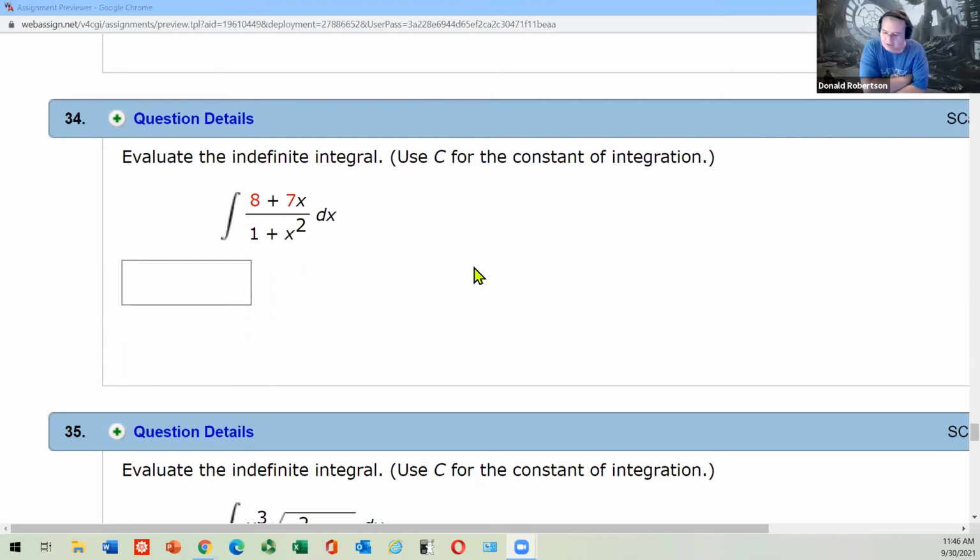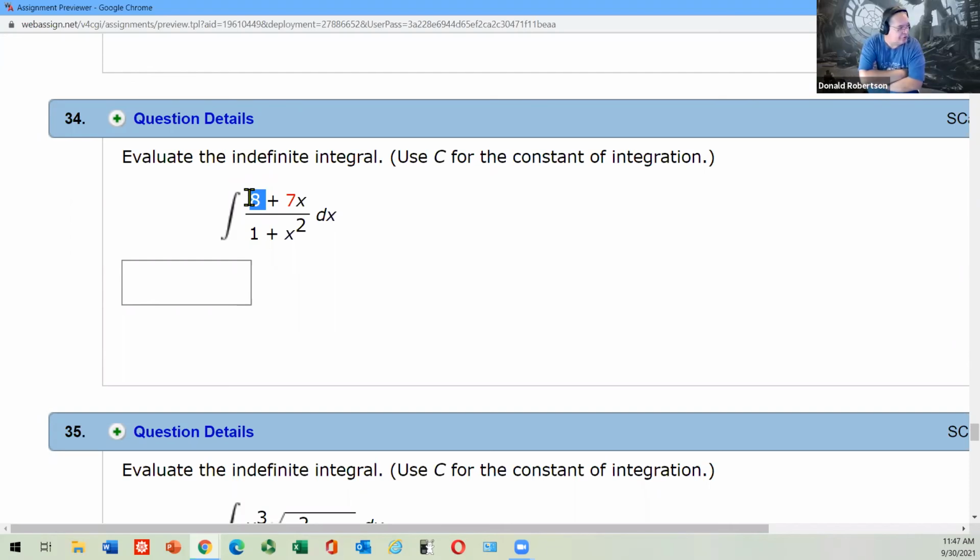In question 34, it's not a u sub question yet. It's a bit of a trick question. What you should do with question 34, it's the only one that we've come to, in fact, the only one I think in this whole section, is split it. Split it as an a over 1 plus x squared, and then a total separate one of 7x over 1 plus x squared, right? So 2 separate integrals.